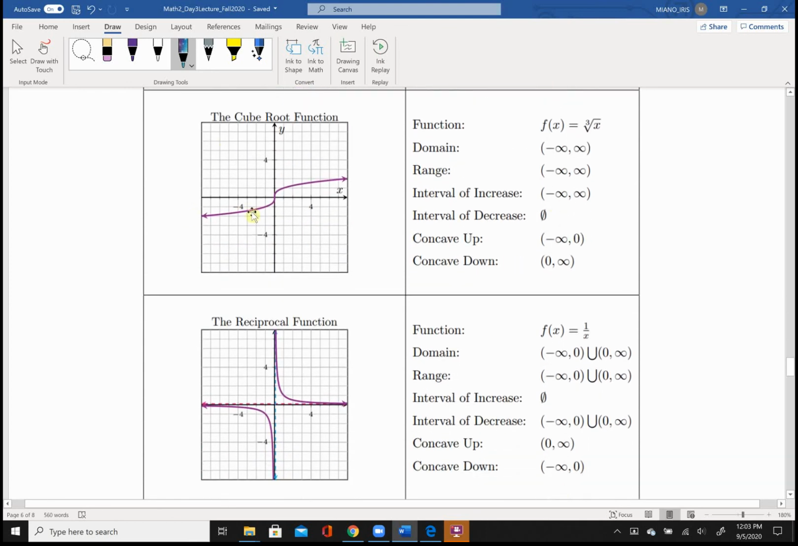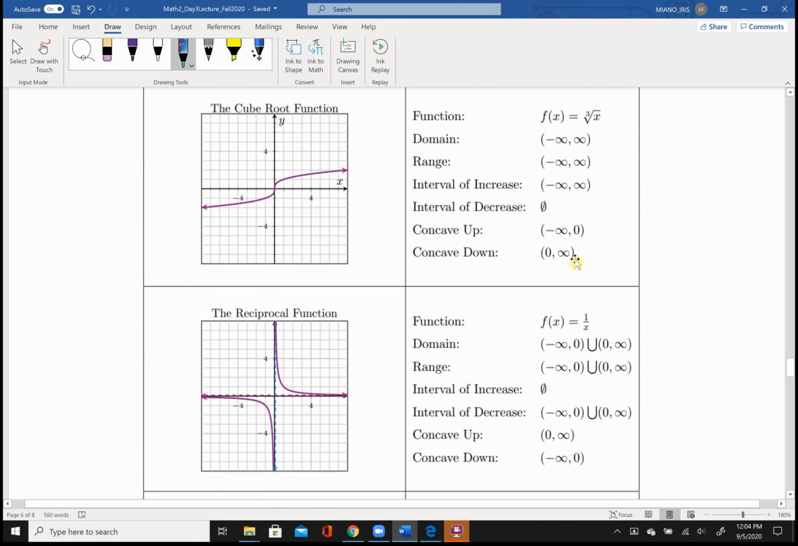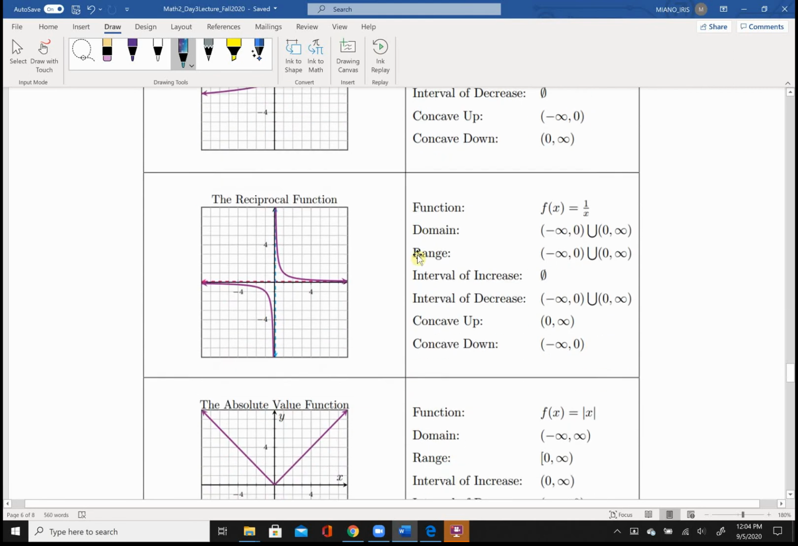Cube root function, okay? So that's going to be looking like your cubic function but on its side. And that's because they are indeed related. And here's some pertinent information there in regard to its structure.